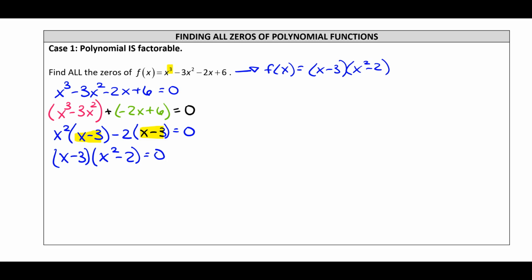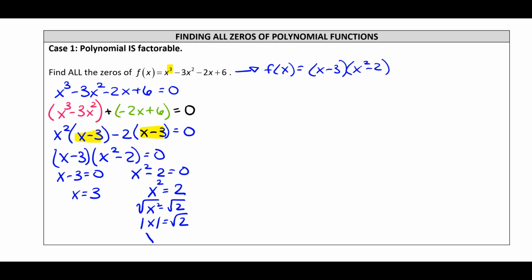So now I need to figure out the solutions. I would set each of these pieces equal to 0. So x minus 3 equals 0, and x squared minus 2 equals 0. The first equation, we would simply add 3. So x equals 3 is the first solution, and we expected at least one real number, and that is a real solution. Now our second part, we add 2 to both sides, take the square root of both sides, so that's the absolute value of x equals the square root of 2, which means x equals plus or minus the square root of 2.